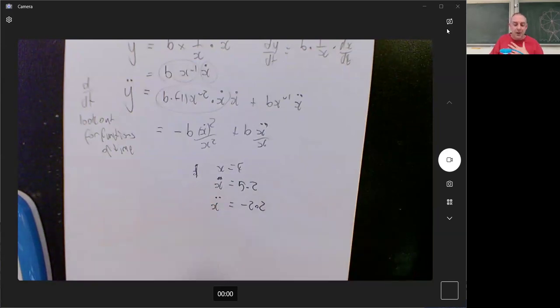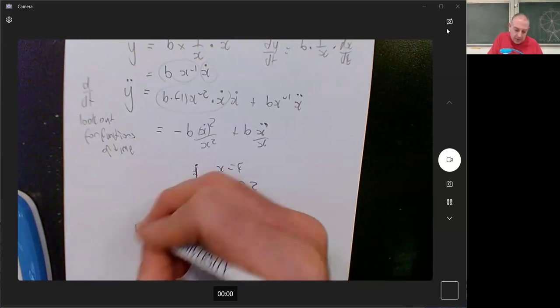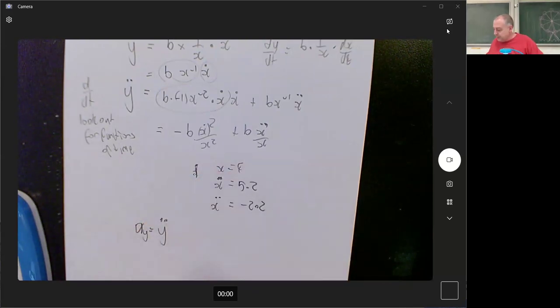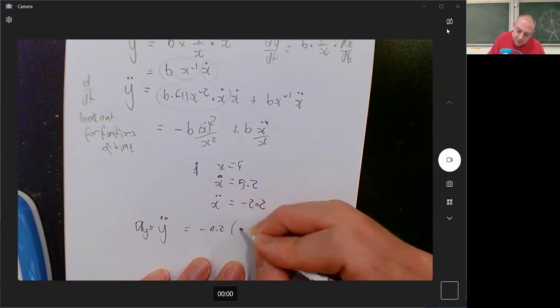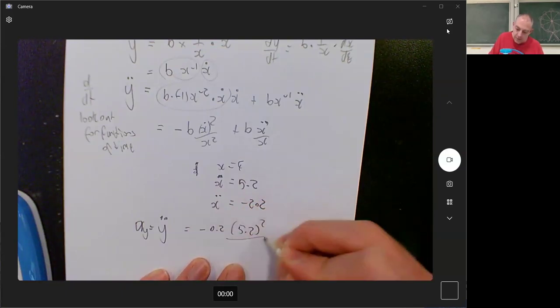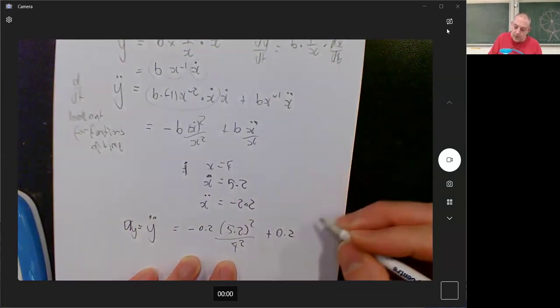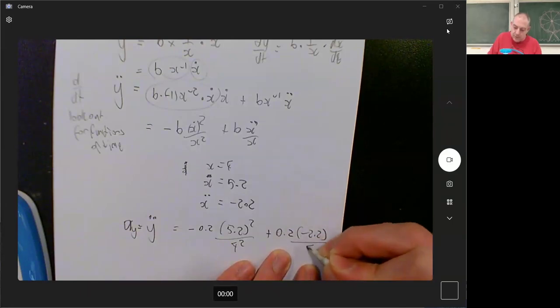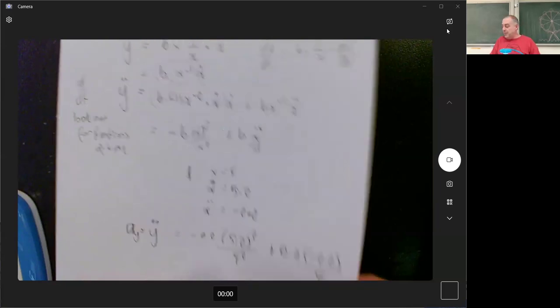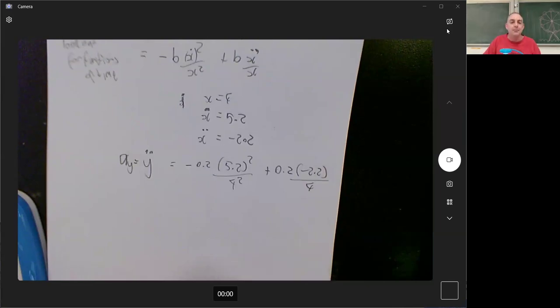I just want to finish it for my own completeness' sake. So the Vy is this. They wanted the Ay, right? That's what the goal was? All right. Ay is this. So that's minus 0.2 times 5.2 squared on 4 squared plus 0.2 times minus 2.2 on 4. Okay, so definitely a negative number. Oh, they're all negative. That doesn't narrow anything down.